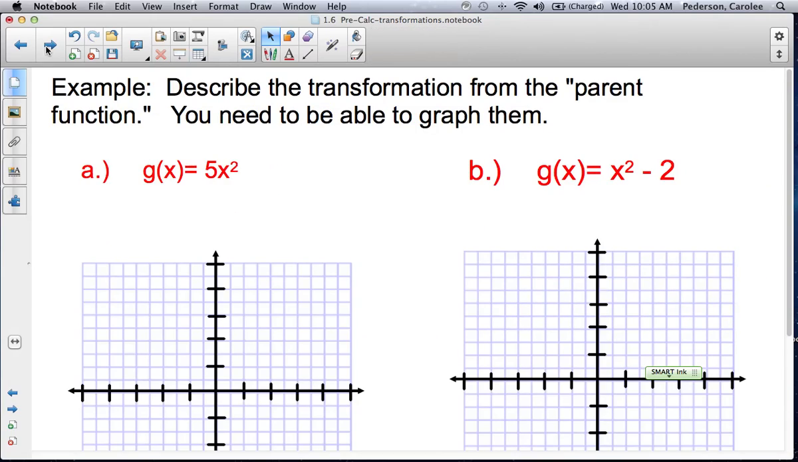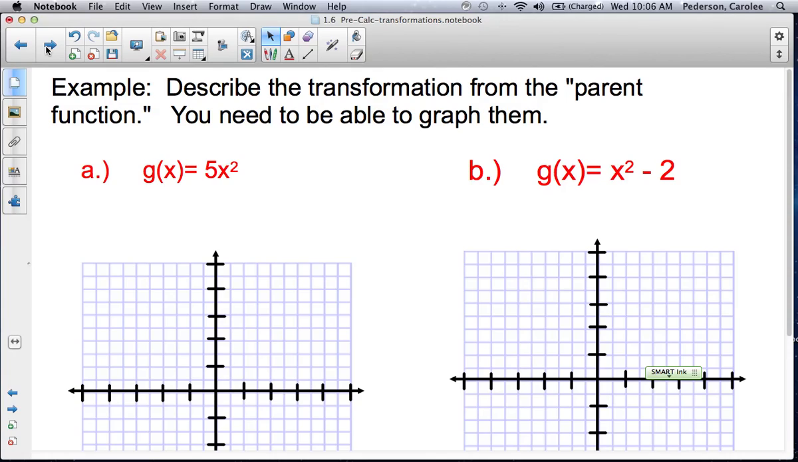I would say these next few, you're just going to listen and watch. They're going to go pretty fast. So let's just talk about what would happen to the function. So first one, g of x equals 5x squared. The shape is a U. What is the 5 doing in front of the function? How is it going to change it? It's going to stretch it vertically by 5.